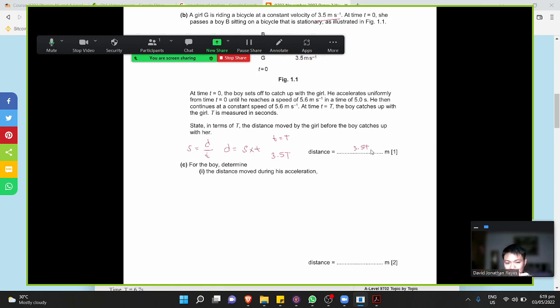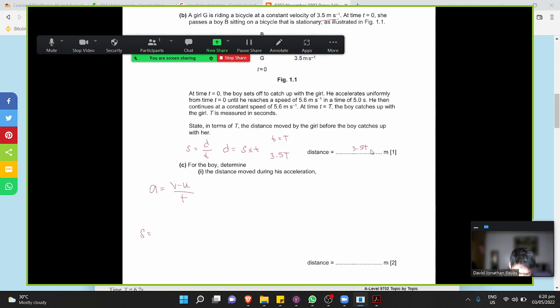Now, for the next question, you are asked to find out what is the distance moved during the boy's acceleration. In order for us to solve this, you'll be using two equations. The first one is the acceleration one, Vf minus Vi over time, or if you want, you can also express it as V minus U. Easier ways. And then of course, afterwards, you'll be using this one: s equals ut plus 1 half at squared.